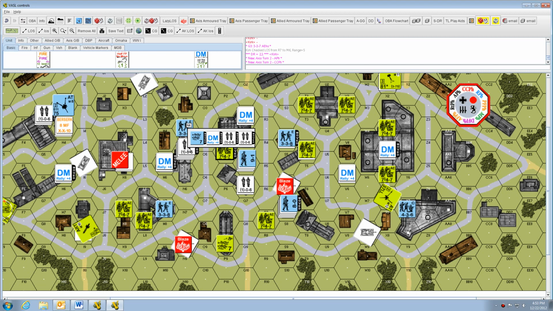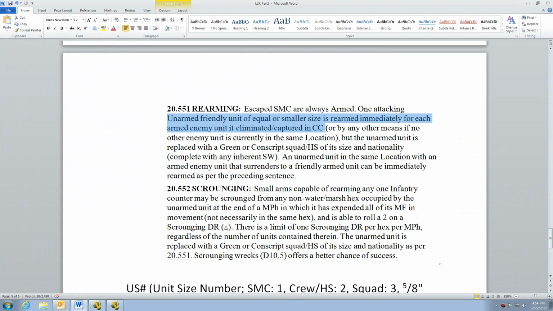If that German unit was a full squad as opposed to a half squad, then both of those prisoner half squads could rearm. So that's basically for every unit that's eliminated or captured in close combat, it will supply an equal number of prisoners with rearming abilities. So a half squad or a squad is eliminated, then you can rearm a half squad worth of units once they are able to be rearmed.